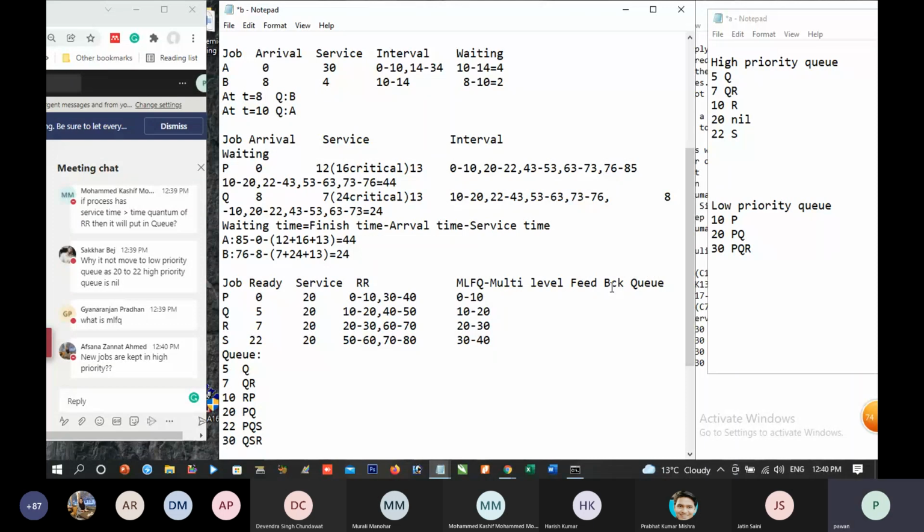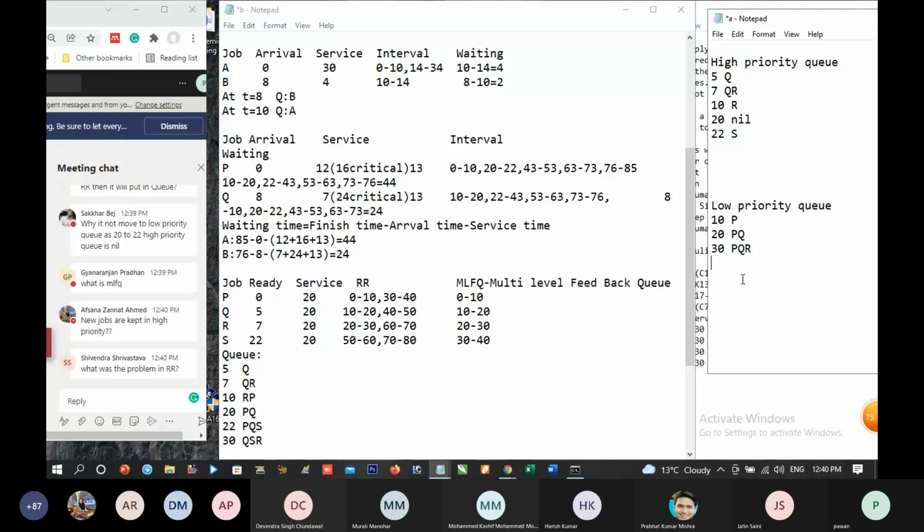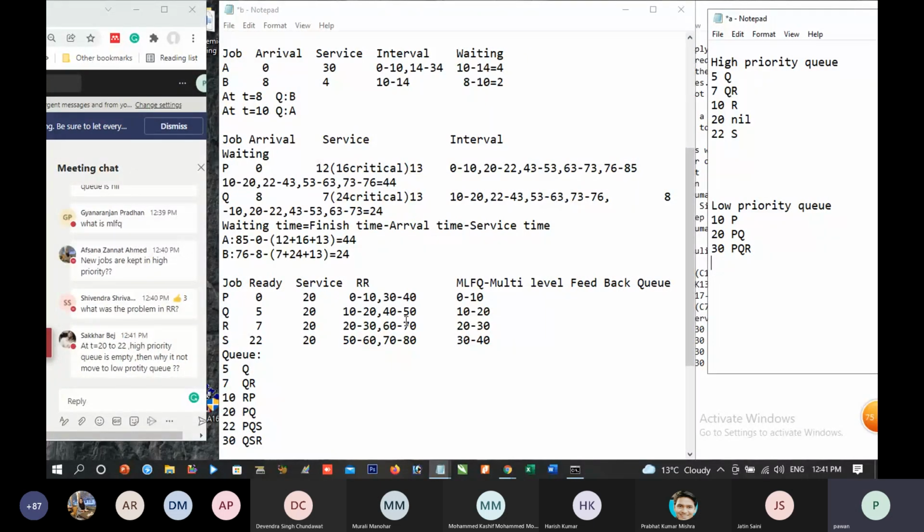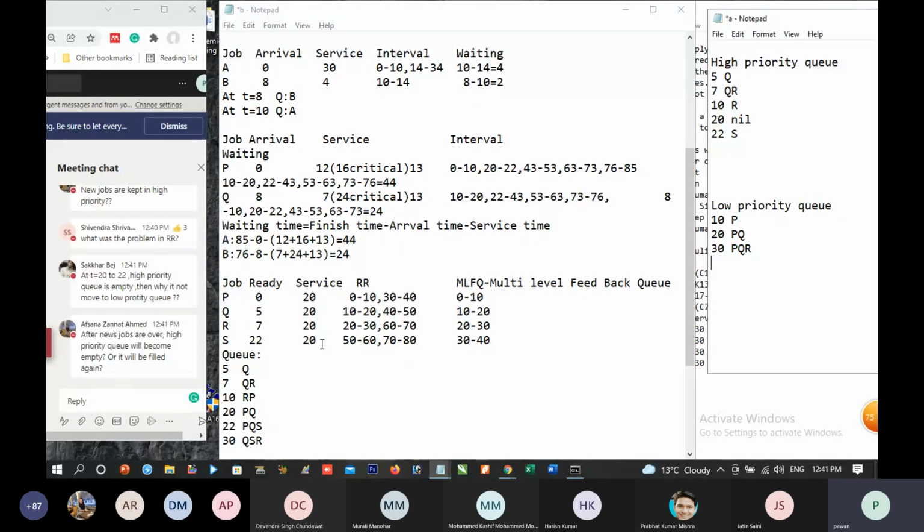Any doubt? Yes, new jobs are put in the high priority queue. Any doubt? Yes. The problem in RR was that there may be a few jobs whose time taken is very small. They will be coming at the back of the queue. The reason is this: long old jobs are circulating. Do you understand? This was the problem with RR. There may be a job which has just now come, which only requires a very small amount of service.